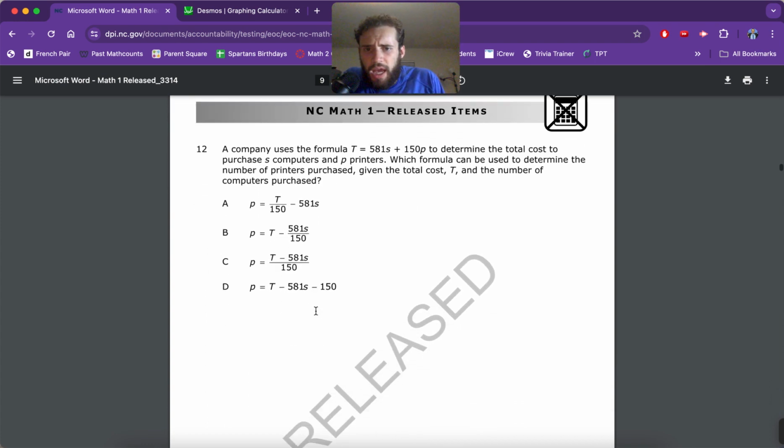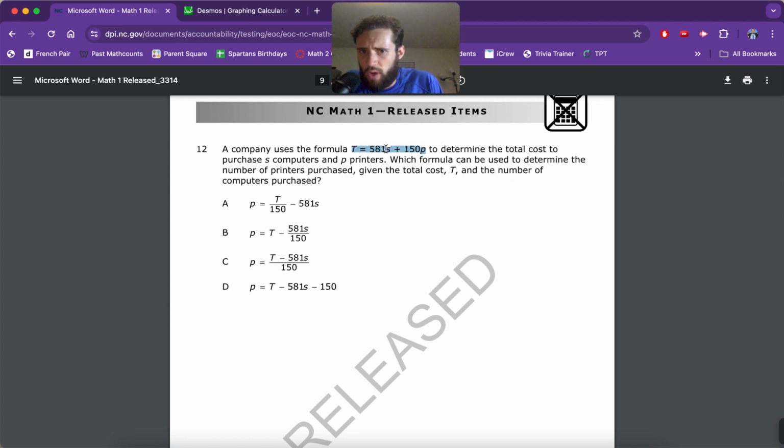All right, here we have what looks like a literal equation. They're giving us some equation, and it looks like we're trying to solve for P. So let's just read through it to make sure. A company uses the formula T equals 581S plus 150P to determine the total cost to purchase S computers and P printers.